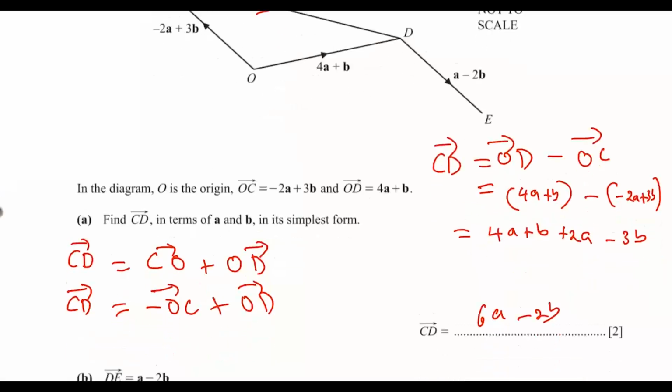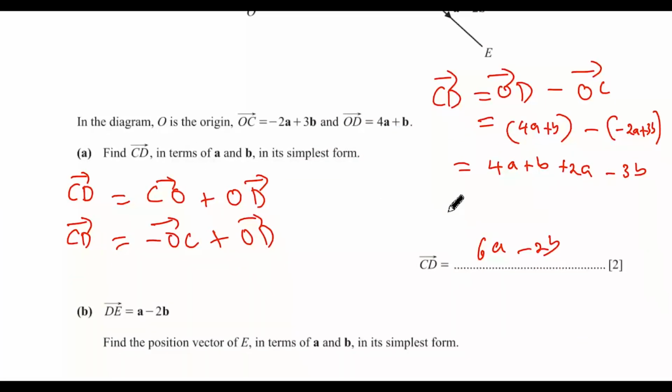But you may want to factor out, we have to simplify to the simplest form. So I'll write 6A minus 2B here. Then let's remove this because we need to factor out 2. We have 2 into 3A minus B. So that will be the final answer. You have 2 into 3A minus B.